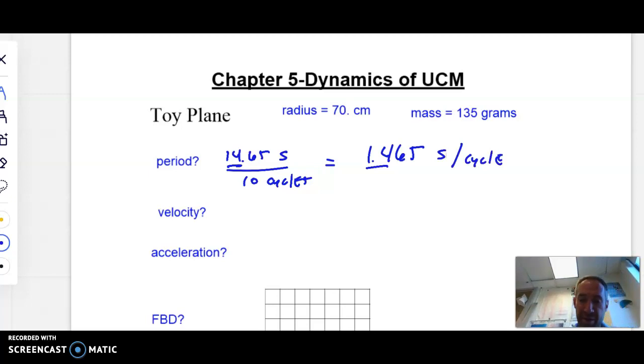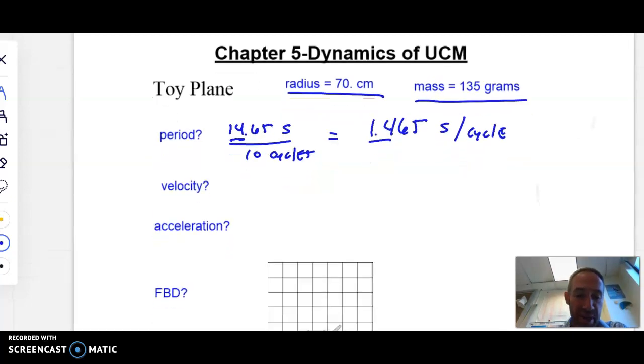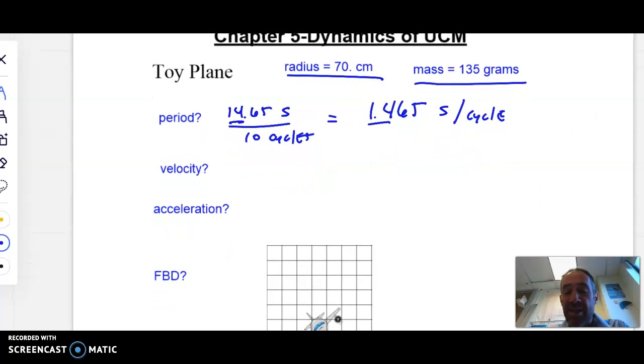So that's my period. Okay, now, off camera, I measured the radius, and the radius of that circle is 70 centimeters, 2 significant figures as well. And then I put the plane on the scale, and I got 135 grams for its mass. So now what I would like you to do is stop the video and use those numbers to do 3 things for me. Calculate the linear velocity in meters per second, calculate the acceleration, and show me a free body diagram for the plane. Okay, stop the video and go ahead and get that started.